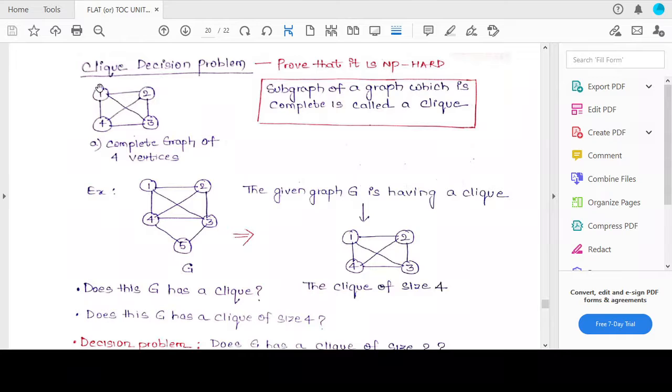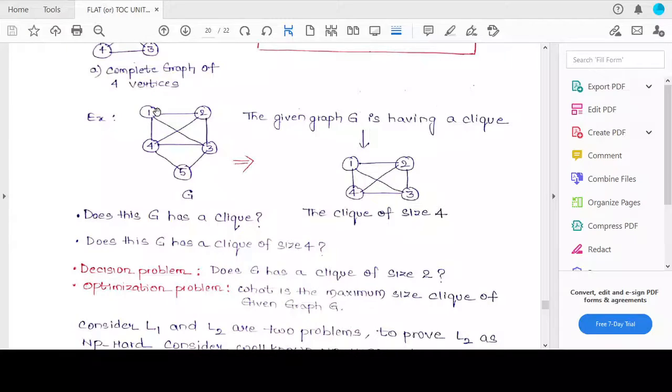So the two nodes are connected to each other. So I could say that this graph is having a clique. Okay. Next, see the second diagram.